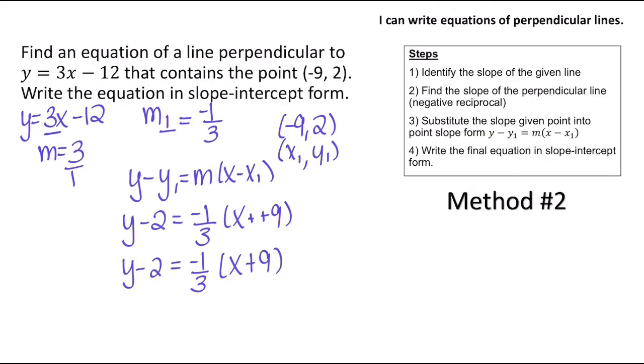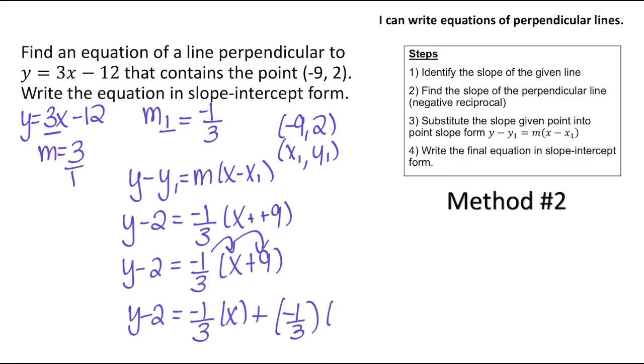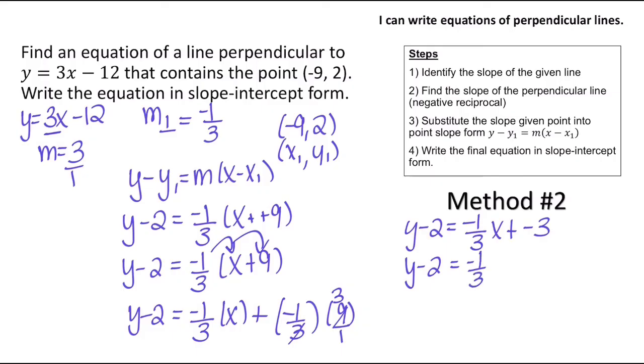So now I need to distribute this negative 1/3. So I get y minus 2 equals negative 1/3 times x plus negative 1/3 times 9. So now I'm going to continue this problem. I have y minus 2 equals negative 1/3 x plus, okay, negative 1/3 times 9, that's 9 over 1. So this 3 and 9 will reduce, leaving me with just 3. So that's going to be plus negative 3. So I have y minus 2 equals negative 1/3 x plus negative becomes minus 3.